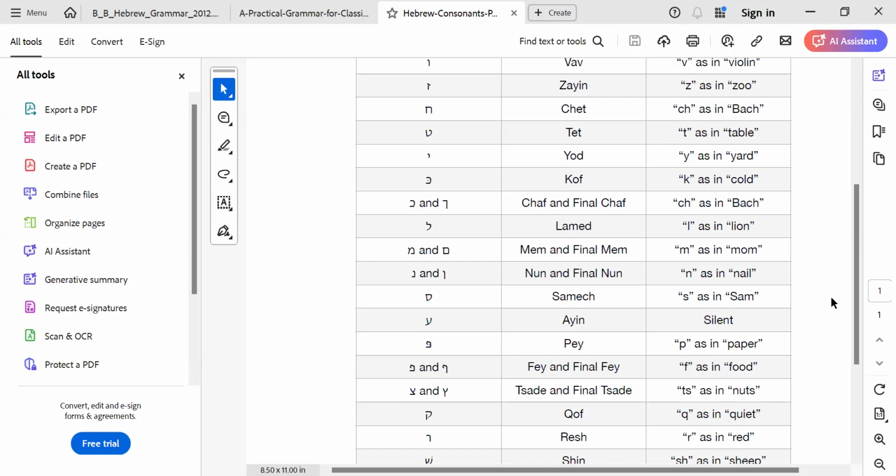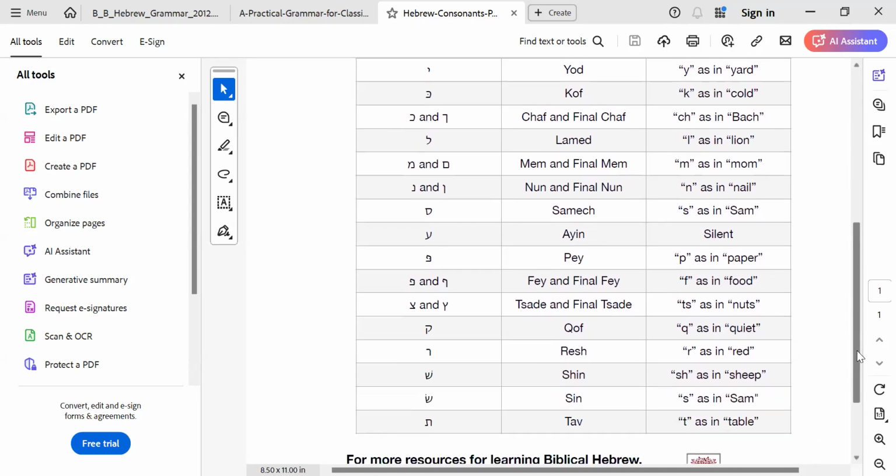All right. Then you have Tsade. Tsade. Good. And then we go to Qof. Qof. Like Q as in quiet. Qof. Yeah. Right. Well done. Let's go on. Resh. We're almost there. Resh. Good. Resh. In red. You want to say R in red. So it's also pronounced Resh.